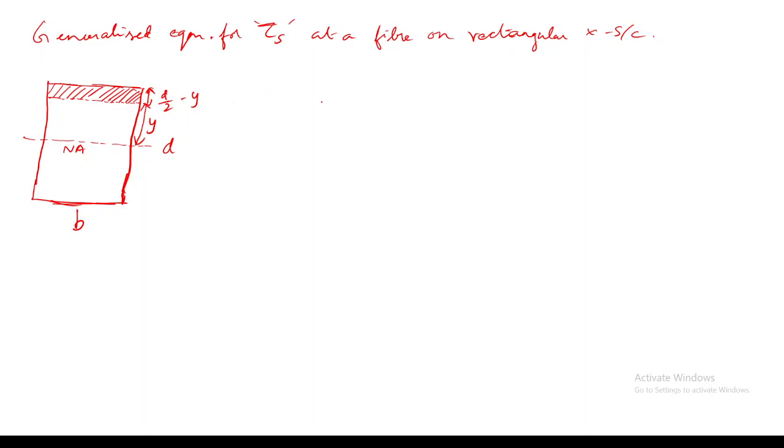What we have written for tau is nothing but P into A y bar divided by I NA into b. Can we substitute each and every term in this formula? Let us suppose P is the shear force acting on this cross section in the downward direction. Based on this, can we write each term? What is A here? A is b into d by 2 minus y.